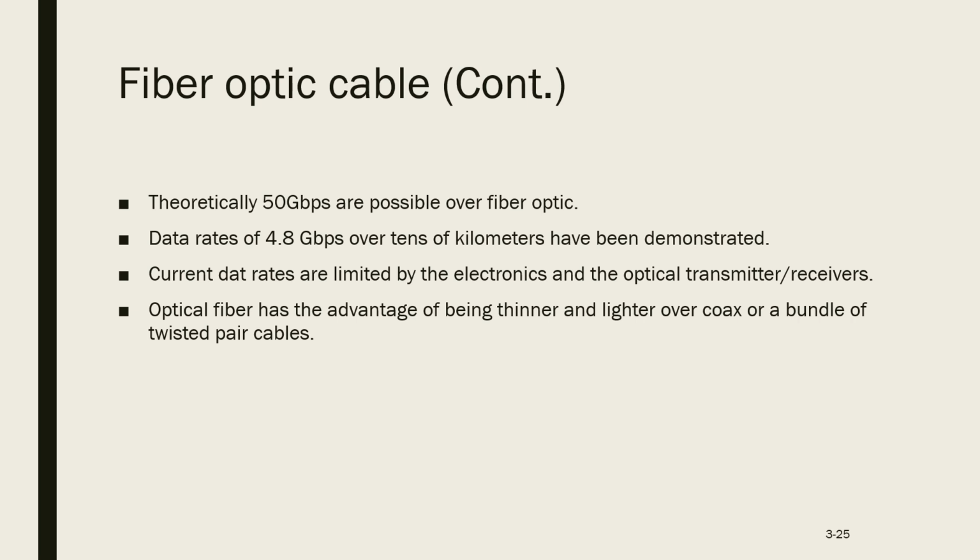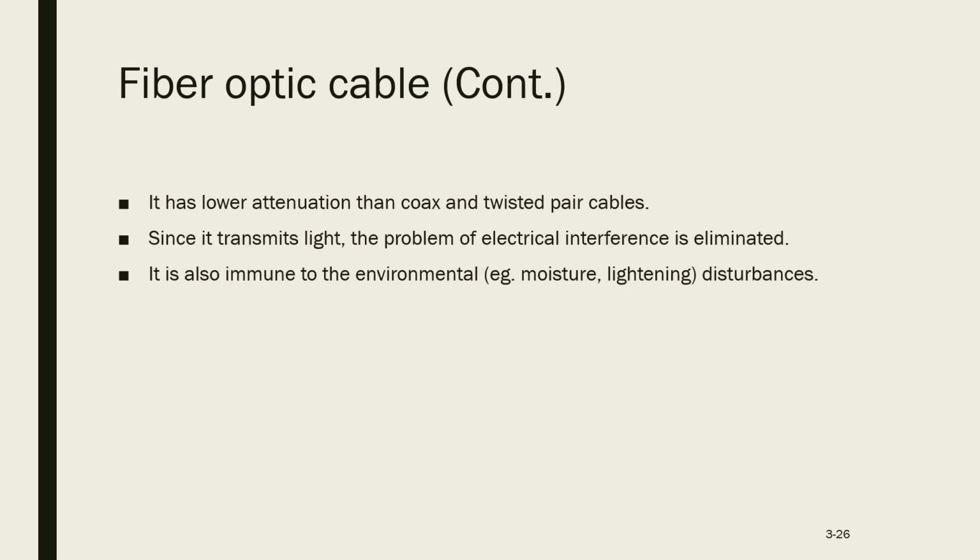And moreover, because they are not susceptible to electromagnetic noise and interference, optical fiber has the advantage of being thinner and lighter as compared to coaxial or twisted pair cables. It has a lower attenuation rate when compared to coax or twisted pair cables. Since it uses light as a transmission medium, the problem of electromagnetic interference is totally eliminated. It is also immune to environmental disturbances like moisture or lightning.